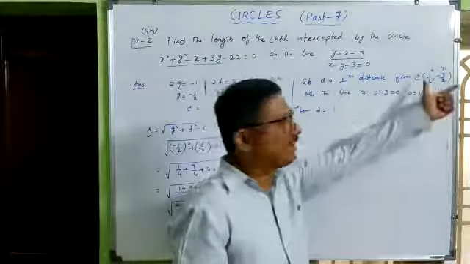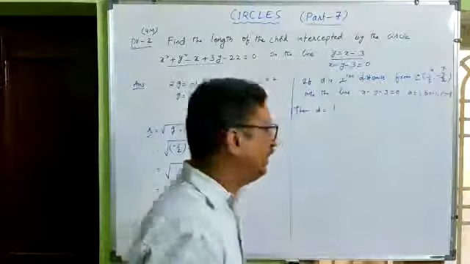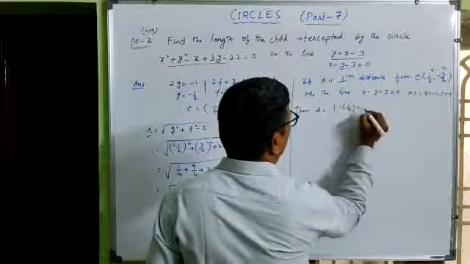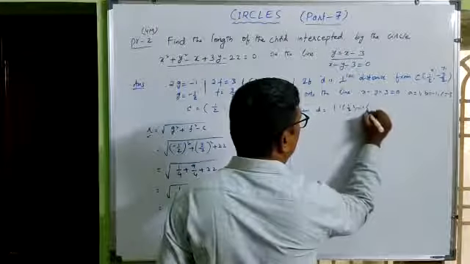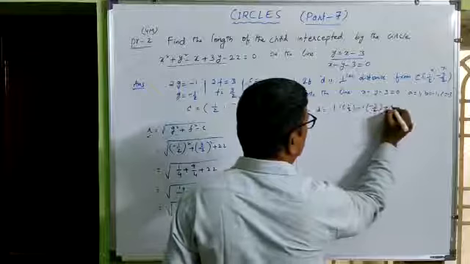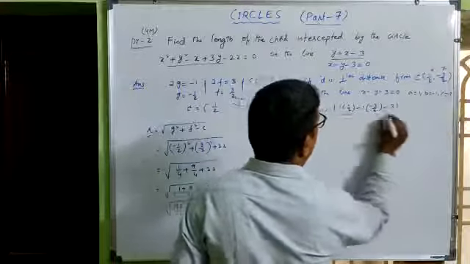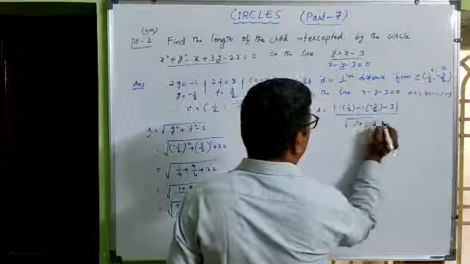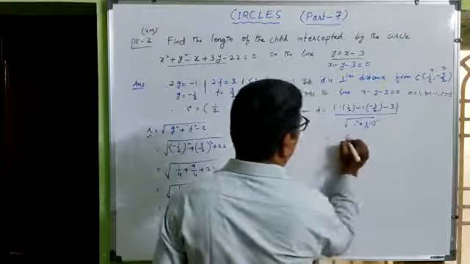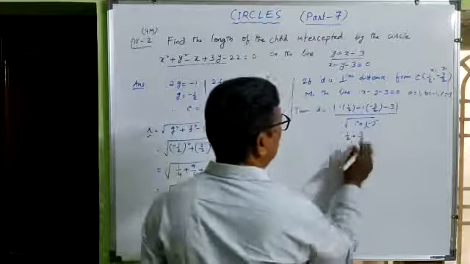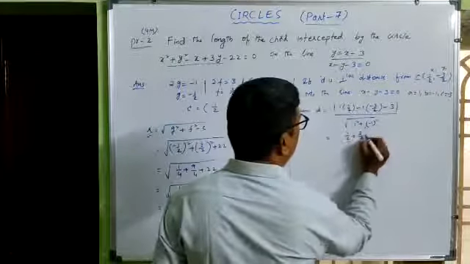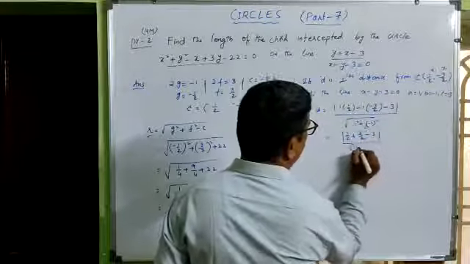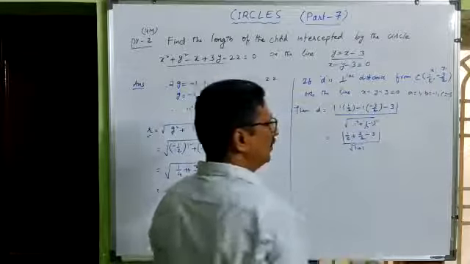So the length of the perpendicular from this point onto this line is mod ax1, a into what is x1? 1 by 2 plus b y1. B is minus 1 into y1 is minus 3 by 2 plus c is minus 3, under root a square, 1 square, plus b square, minus 1 whole square. This will be equal to 1 by 2 minus of minus 3 by 2 minus 3, whole divided by root 1 plus 1. 1 square is 1, minus 1 whole square is 1.